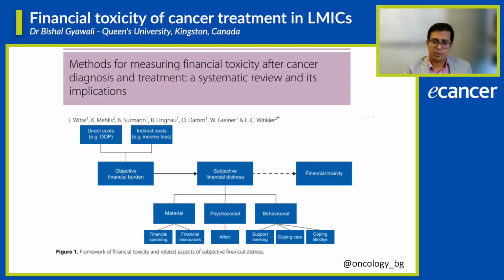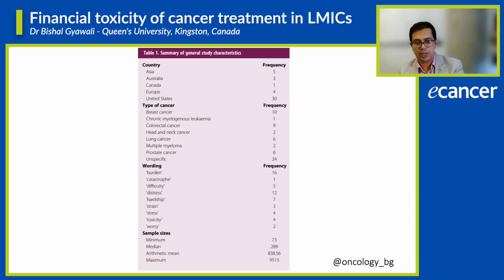There was a systematic review published in Annals of Oncology about methods for measuring financial toxicity. And their systematic review found that there were several different ways to measure financial toxicity, but they included objective financial burden and subjective financial distress. And they also found that people were using the terms very loosely and differently. Someone was saying financial burden, someone was saying it is financial catastrophe, financial difficulty, financial distress, hardship, and so on. So there is no uniformity in how people are defining this.